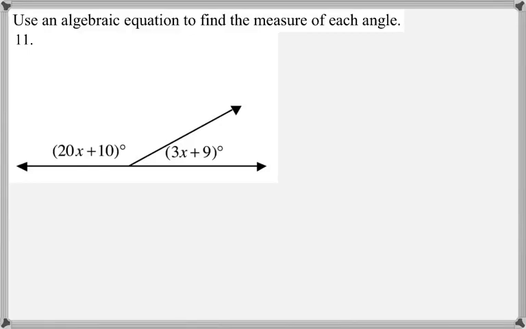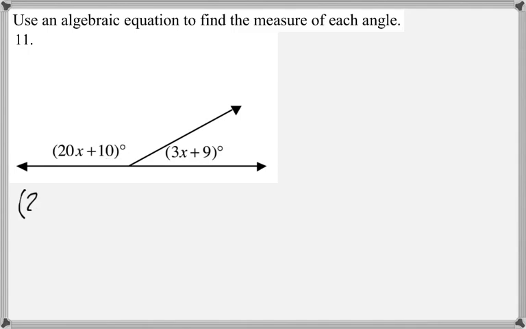For question number 11, they want us to use an algebraic equation to find the measure of each angle. So in this question, we do not know what x is, and we actually don't even know what these algebraic expressions are equal to. However, we do know that if we add them together, these two are equal to 180 degrees. So that's where I want to start.